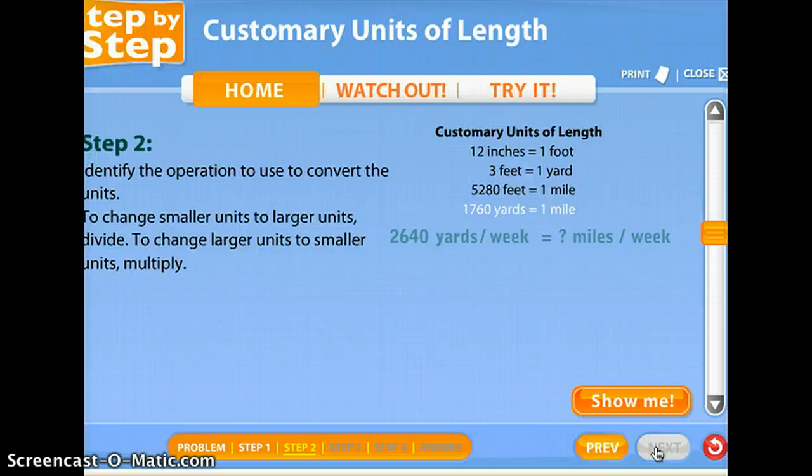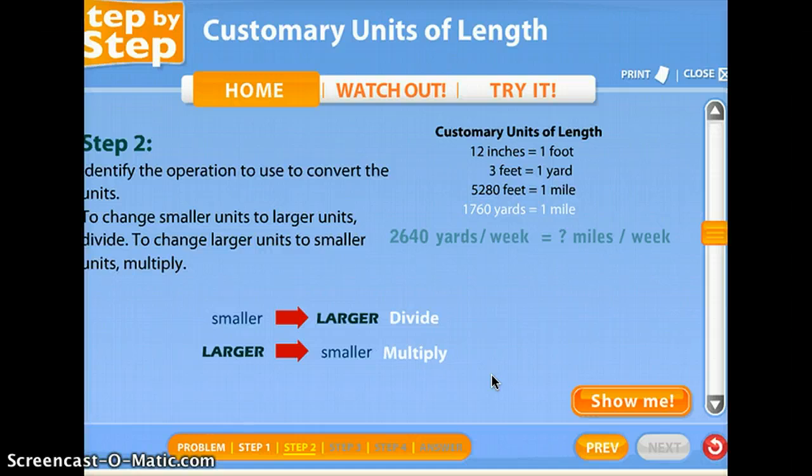Next, identify the operation to use to convert the units. To change smaller units to larger units, divide. To change larger units into smaller units, multiply. Since we're going from yards to miles, that's smaller units to larger units. That means we'll have to divide.